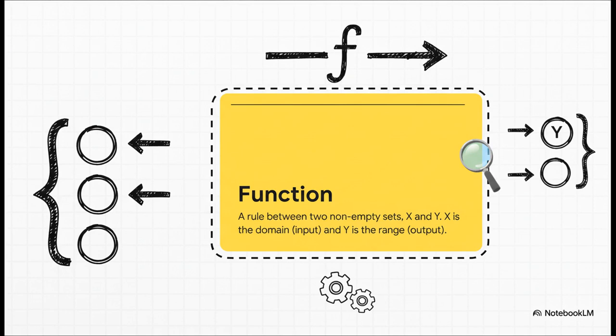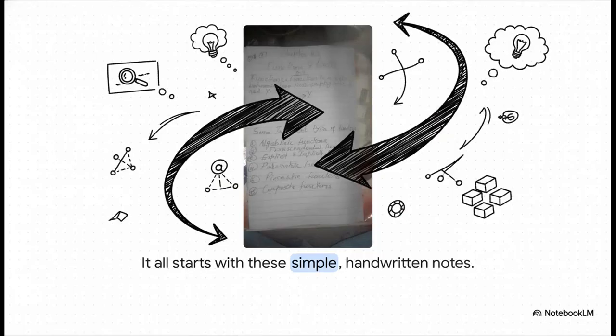A function is just a rule that connects a bunch of inputs, we call that the domain, to a bunch of possible outcomes, that's the range. Think of it like a vending machine. Your domain is all the buttons you can press, like A1, B2, C3. The range is all the snacks inside. But here's the one unbreakable rule. For every single input, you can only get one specific output. You press B2, you get the chips. Every single time.